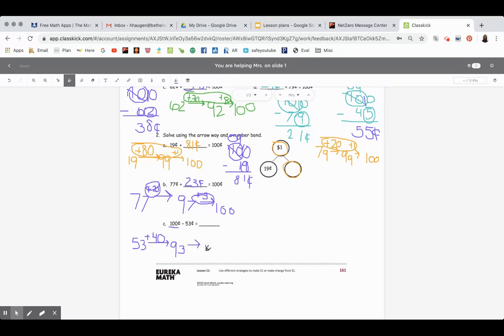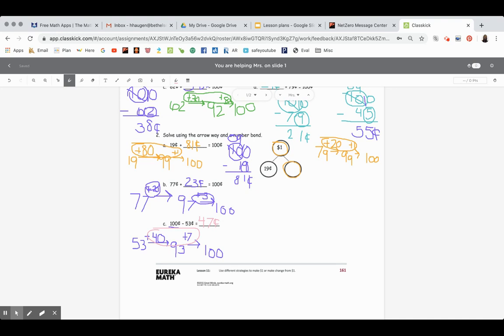Now from 93 to 100, what is the number that goes with 3 to get me to the next 10? It's 3 plus 7. So the number that I need to put in the blank is what? The number that goes in the blank is 47, and please don't forget your cent sign, 47 cents.